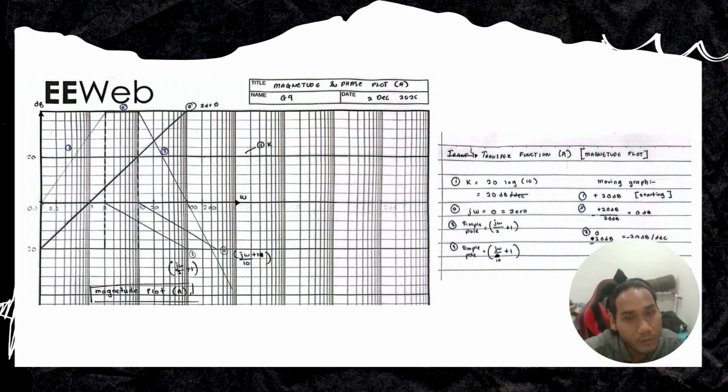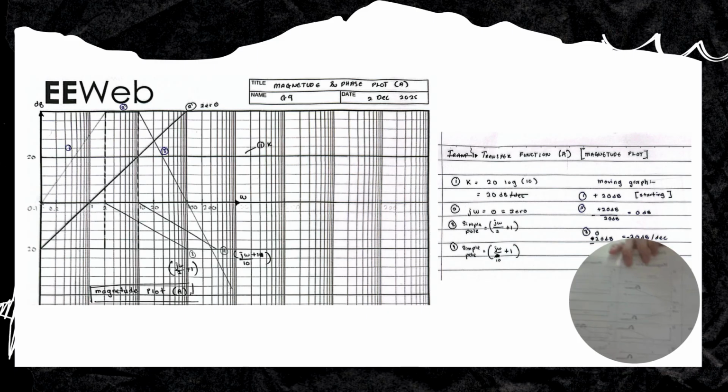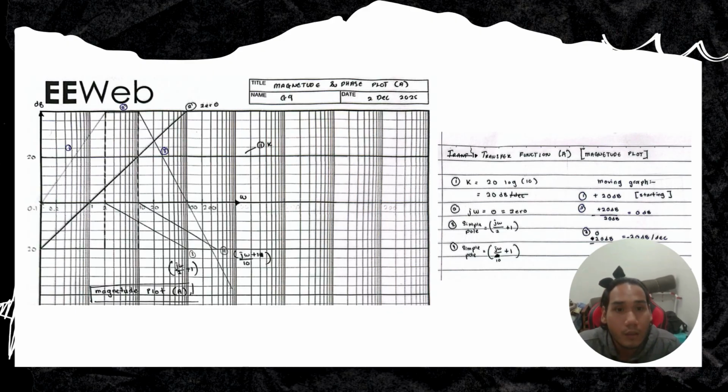So how do we determine the moving graph? A simple zero will increase, and a simple pole will drop. As you can see, the simple pole has minus 20 dB per decade. For our magnitude plot, the zero at the origin contributes a slope of plus 20 decibels per decade, while each pole contributes minus 20 decibels per decade.